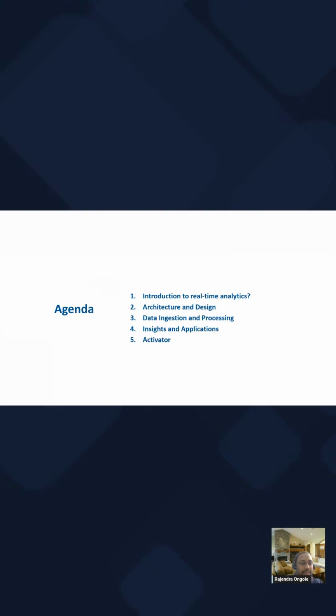Let me create a dedicated workspace for this. Let me call it M365 virtual conference. And here I'm using trial capacity. So once you create the workspace, you can see something like a diamond symbol.